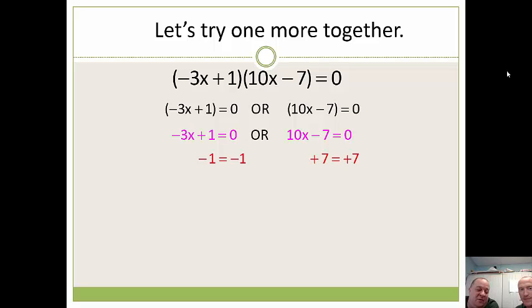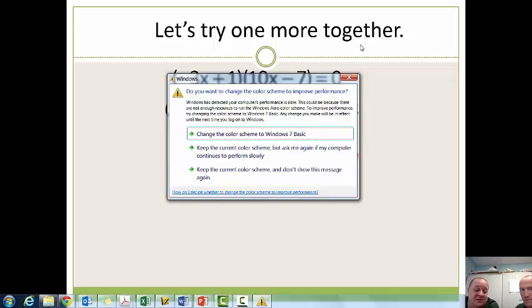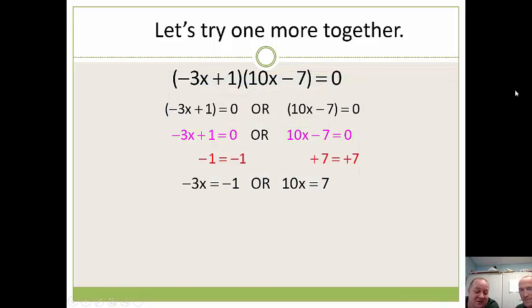So let's look at the left one first. We would subtract 1 from both sides. We'd have negative 3x equals negative 1. If we went on the right side, we could do 10x minus 7 equals 0. So we'd have to add 7 to both sides. We'd have 10x equals 7. We go to the next step for either one.